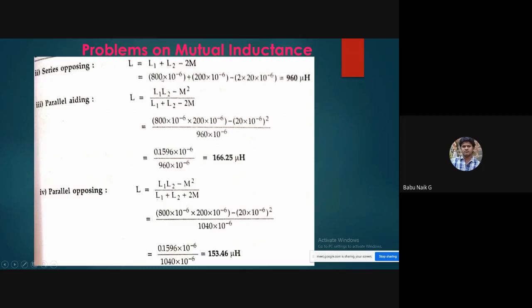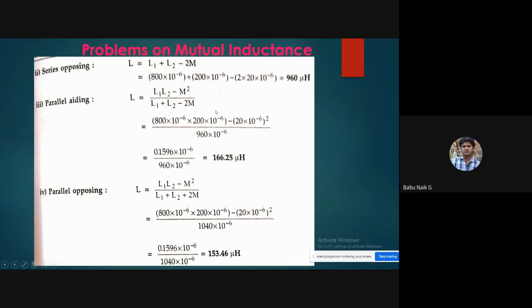So for series opposing, L1 plus L2 minus 2M. L1 you can substitute here, which is 800 × 10^-6, and L2 is also given, that is 200 × 10^-6, and then minus 2 times the mutual inductance, which is given as 20 microhenry. After putting this in the equation, for series opposing we'll get a total inductance of 960 microhenry.